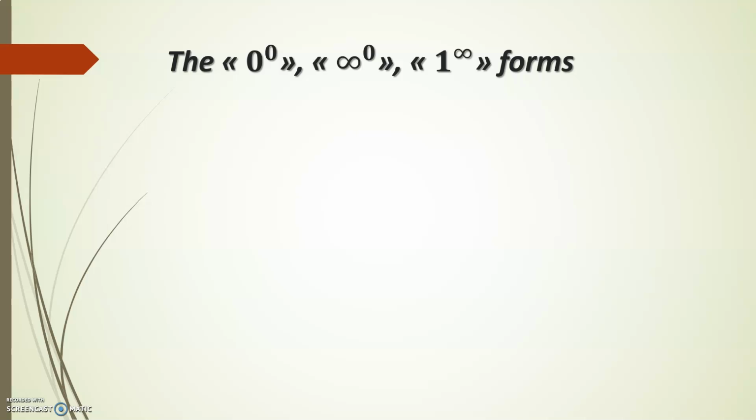There are 3 different limit forms that are indeterminate and will require a little bit more than just L'Hopital's rule or flipping terms. 0 to the 0, infinity to the 0, and 1 to the infinity are forms that are considered indeterminate. In other words, they do not reveal an answer, and more work has to be done.